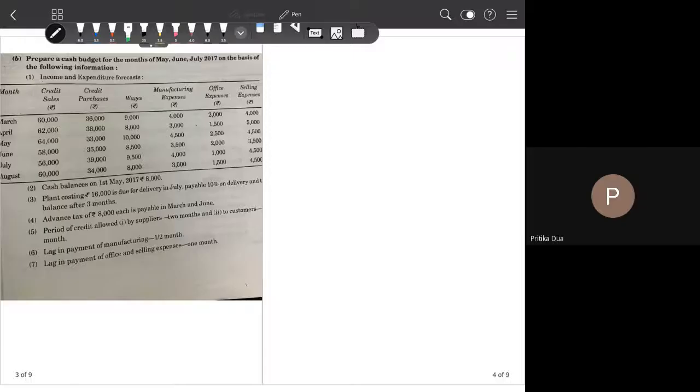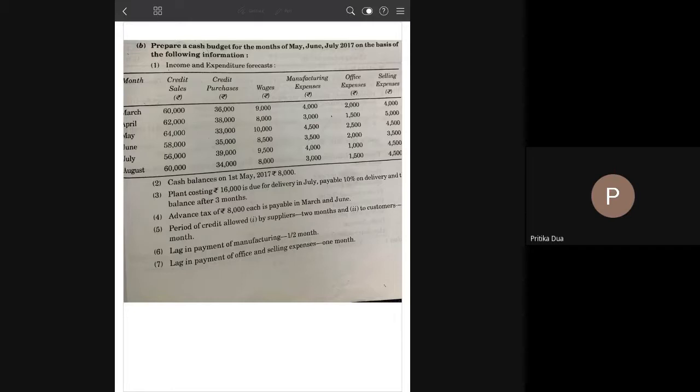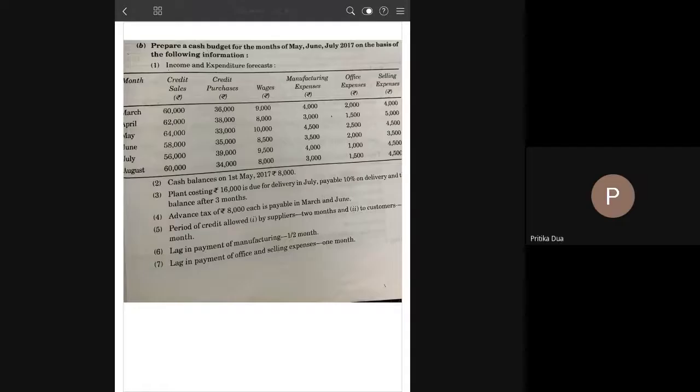Now this question has come in your final exam in the paper of 2018. So here you are given information about around 6 months and you have to prepare cash budget for the month of May, June and July on the basis of the information given. So please start solving this question. This is a 10 marks question. Take 10 minutes, solve it, and then we'll discuss.